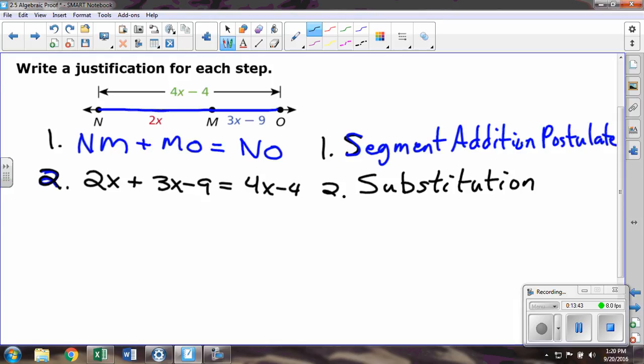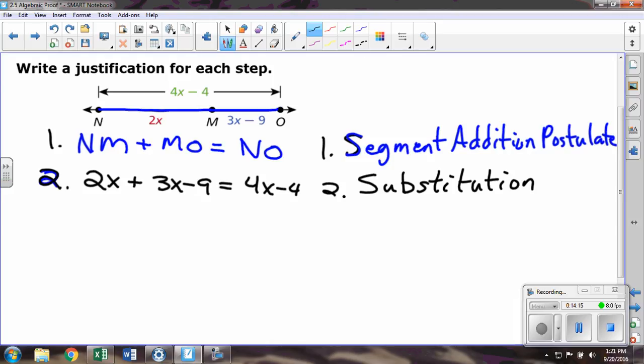Substitution is one of the most widely used steps that we can possibly have. Replacing one thing with something else that's the same, we will use it constantly throughout the entire year. You absolutely need to know the name of substitution. It's never going to go away. Now that we have these pieces, we've taken the segment addition postulate for the geometry, we've done the substitution step, and we've created an equation.